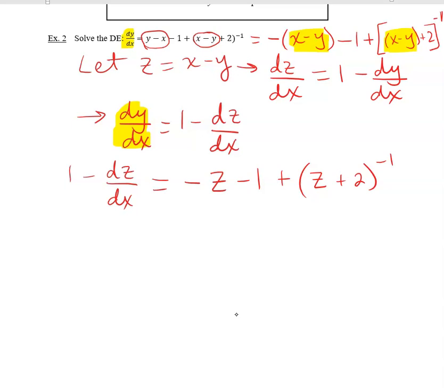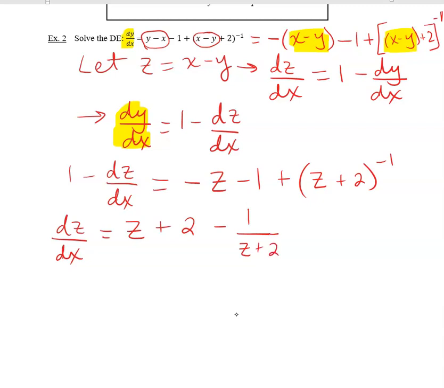I'm going to do some rearranging here. I'm going to get the dz/dx by itself. So I'm going to subtract the 1 and multiply through by negative 1. In doing that, let's see, I'm going to get z plus 2. Pause the video, please, and go through and do the algebra. Solve for dz/dx and combine like terms, and make sure you see that you get the same thing that I have here.